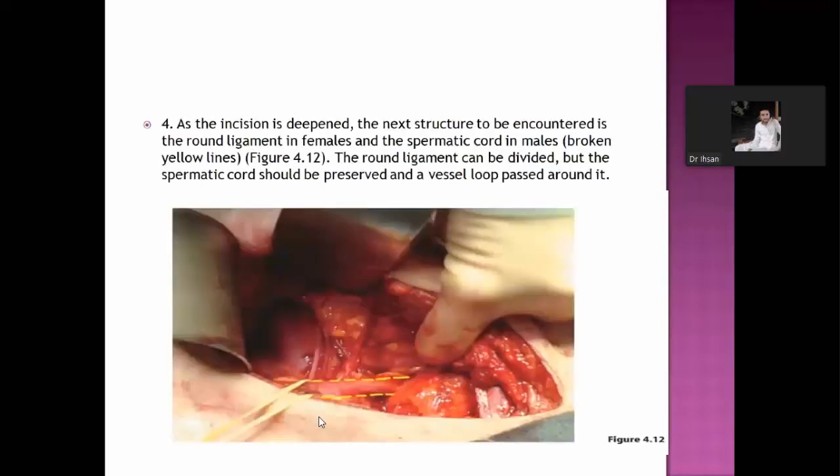The fourth step is, as the incision is deepened, the next structure to be encountered is the round ligament in females and spermatic cord in males. The round ligament can be divided, but the spermatic cord should be preserved and a vessel loop passed around it, as you can see in the dotted yellow line.